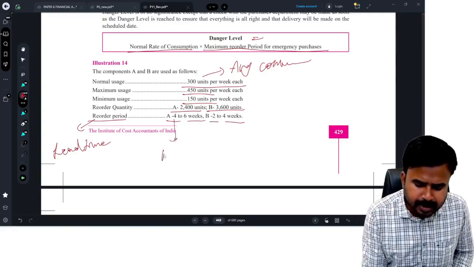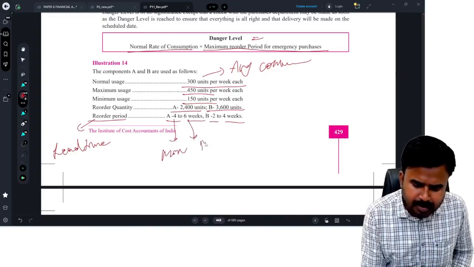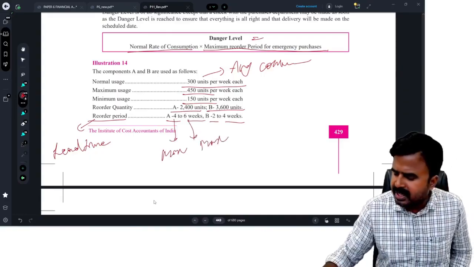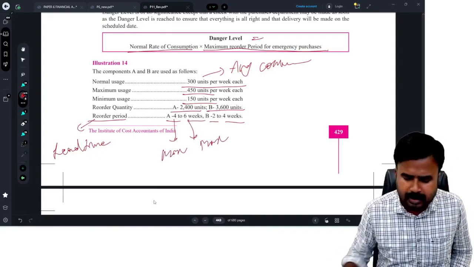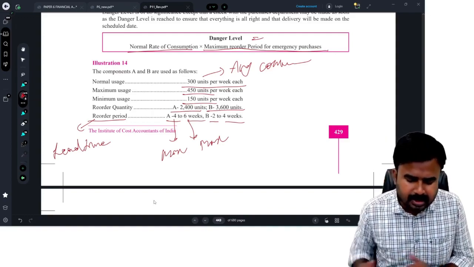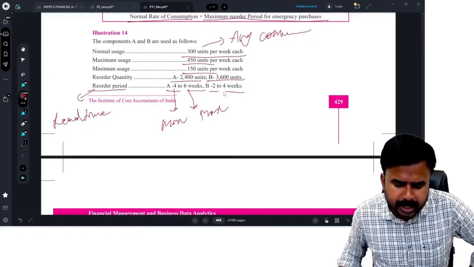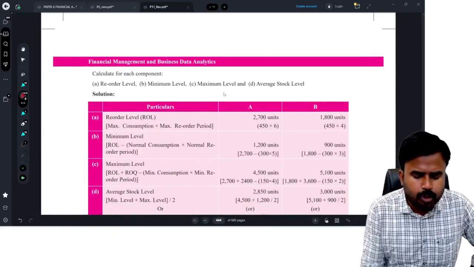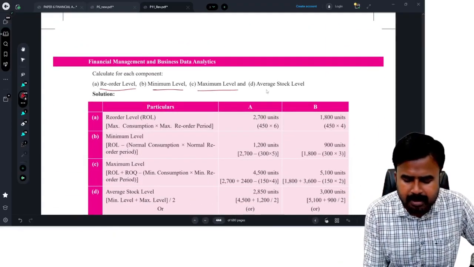This 4 weeks is the minimum lead time. The 6 weeks is the maximum lead time. If you take the average, 6 plus 4 divided by 2, I'll get 5. That is the average lead time for raw material A. In a similar way, you should apply the concept for B also. Calculate for each component: reorder level, minimum level, maximum level, average stock level.